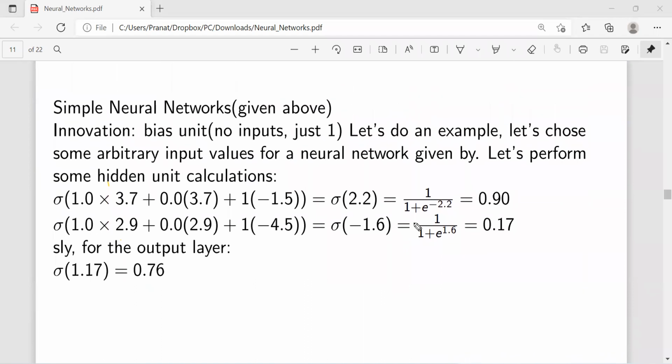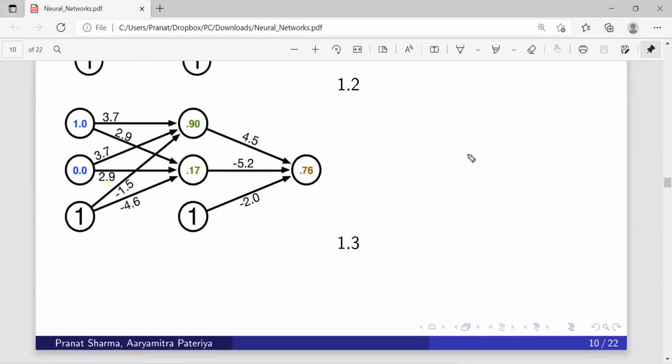And now let's see, how does a neural network actually compute a value? So let's perform the calculation of the hidden unit. We will compute the value for this neuron, what value this neuron gets right here, what value this gets. This is 1, so we won't be worrying about this, but what value this and this get.